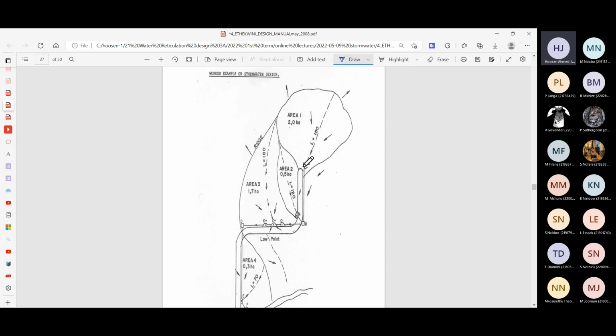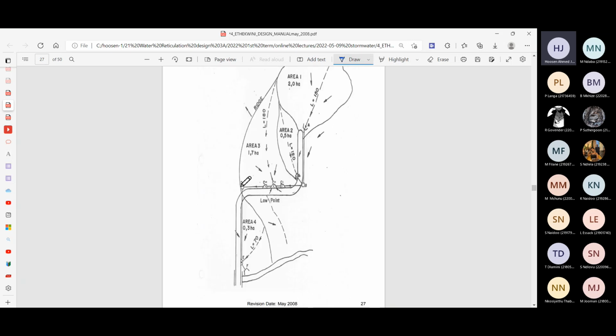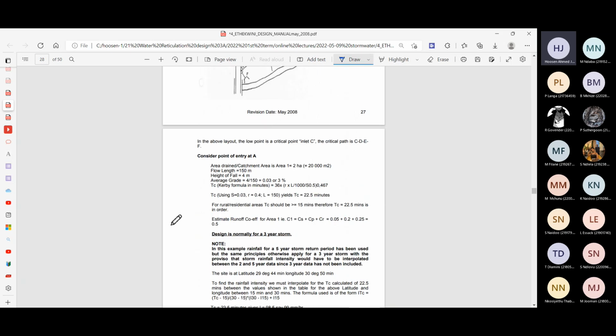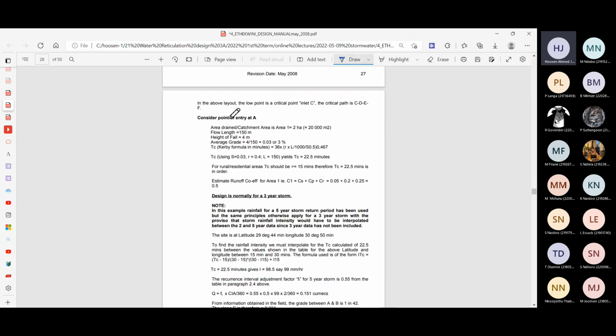Right, so we will start off at the most upstream point. So you start off at the point A. First, you need to work out how much flow arrives at point A. To do that, that's what's done in the first step of the calculations. You'll see that down here. So this says consider point of entry at A in this set of notes here. That's what they're saying.